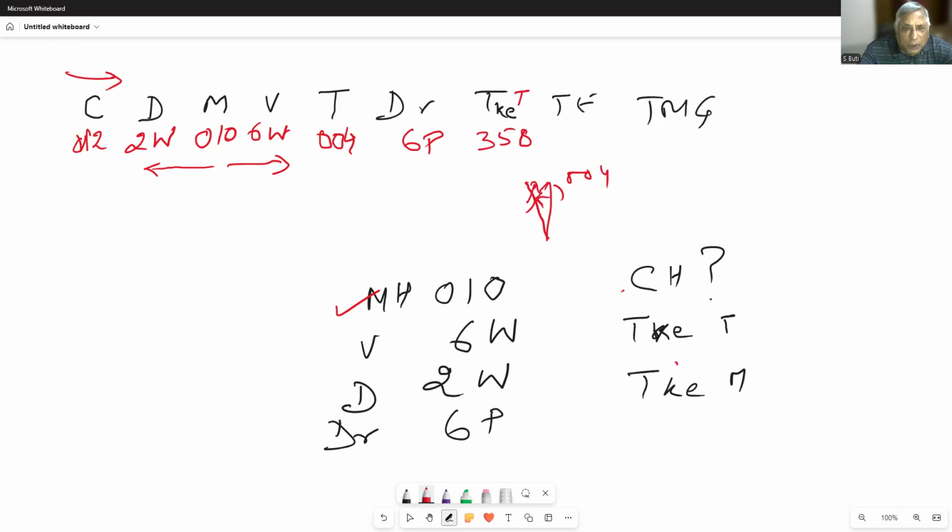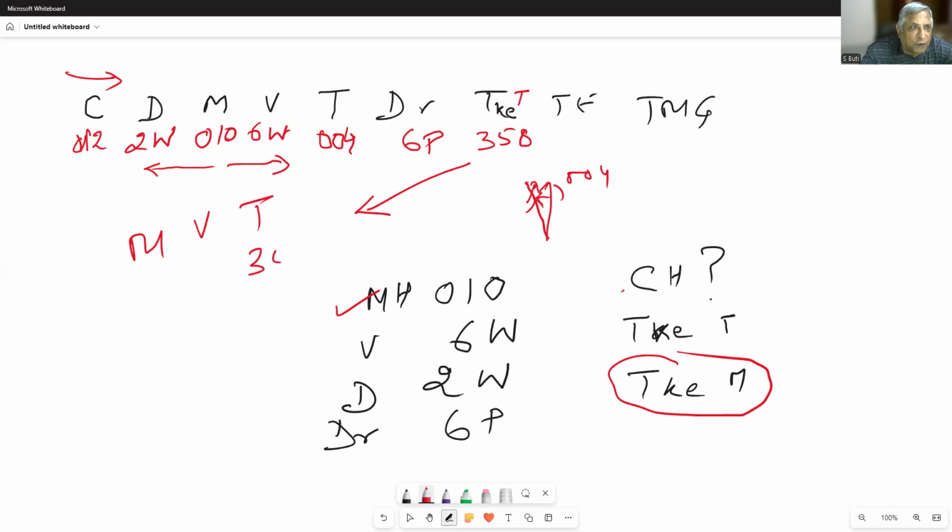If he wants track magnetic, MVT. This is my true track 358. If I apply the variation here, 6 west, I will get the magnetic track. Solving it from right to left, west will be added. So the magnetic track will be 004.